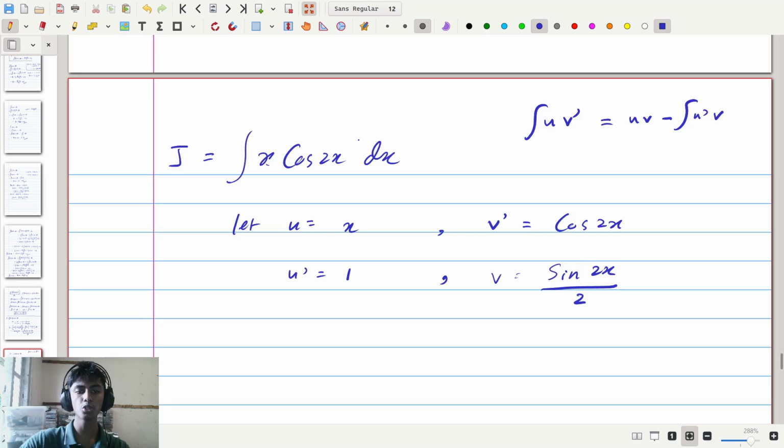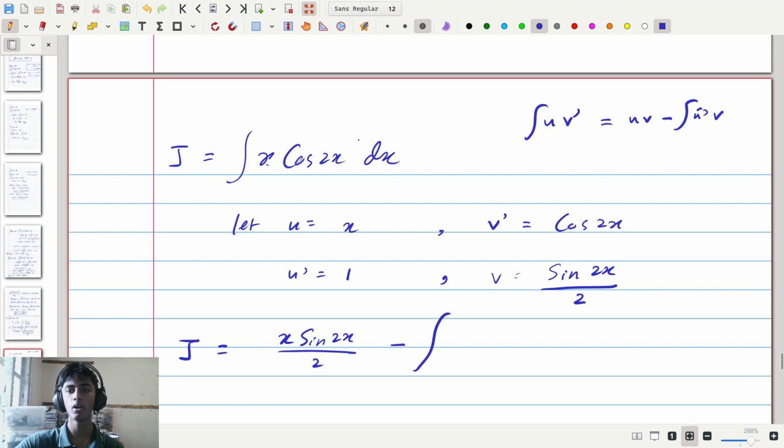Now all we need to do is use the integration by parts formula and substitute these values in here. So we have uv, u is x and v is this expression here. Substituting those two in, we have x times the sine of 2x all divided by 2, and then minus the integral of u prime times v. U prime is 1, so we have 1 here, times v, which is the sine of 2x divided by 2. So here we have sine of 2x divided by 2 dx.